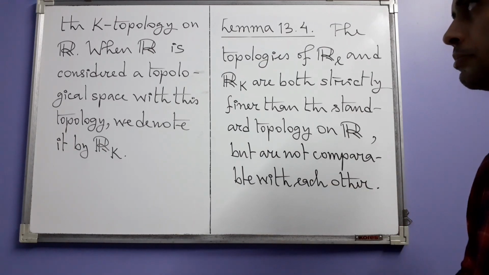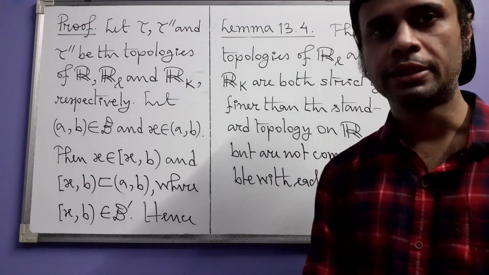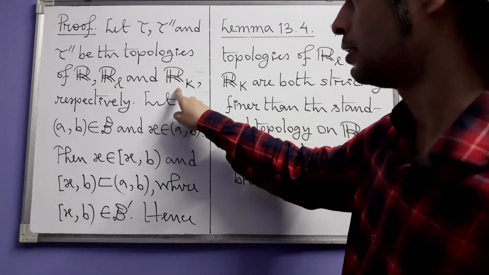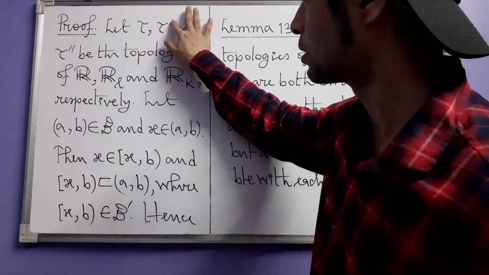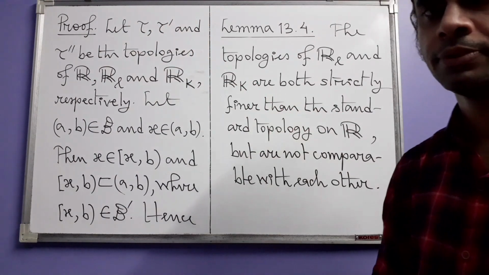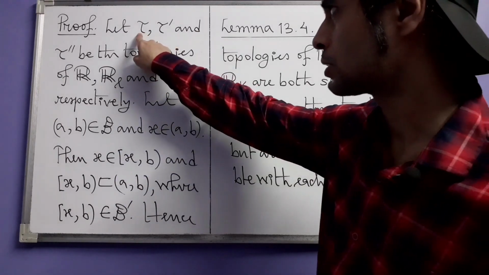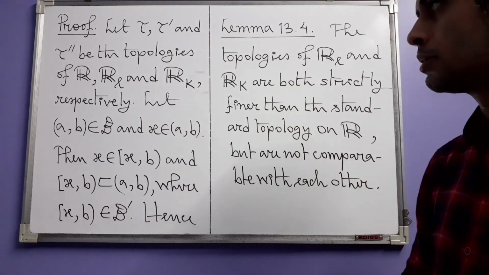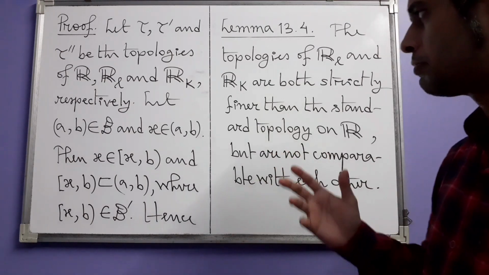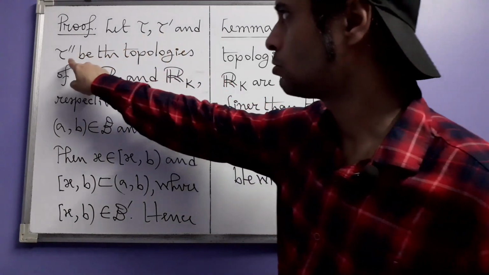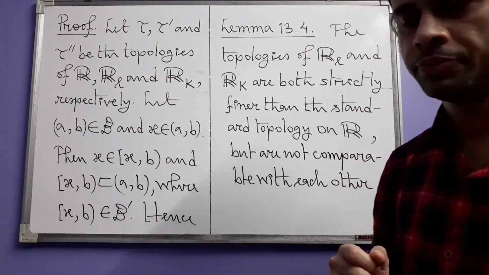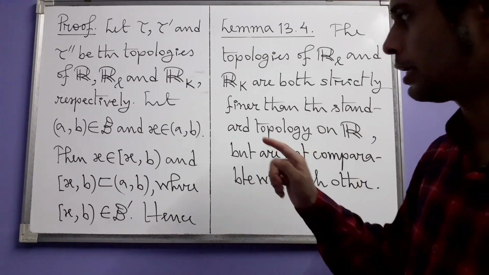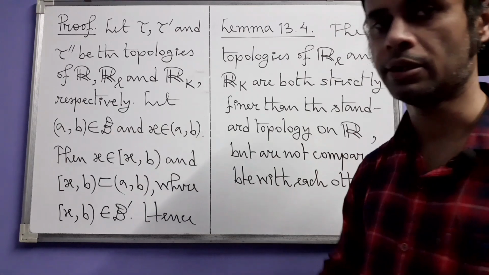Let's prove it. Let us start the proof by naming the topologies. Let the topologies on R, R_L and R_K be tau, tau prime and tau double prime respectively. That means this is the standard topology on R, this is the lower limit topology, and this is the K topology. And next, because we have to prove that these two topologies are finer than tau, we take an arbitrary basis element of tau and take a point x in that basis element.